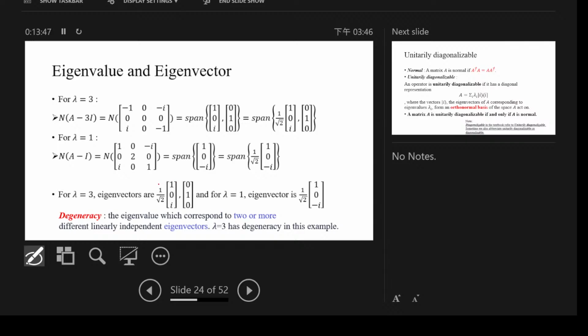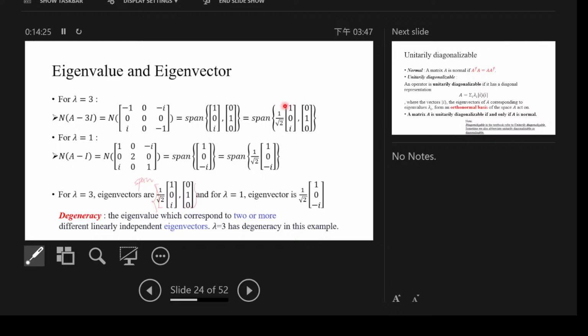Okay, and so now we find all the eigenvectors of this A matrix. And let's do this in reverse order. For lambda equal to 1, the eigenvector is this, if we normalize it, 1 over square root 2 times (1, 0, minus i). But for lambda equal to 3, it's a bit more complicated. Here we list two vectors that are orthogonal to each other: (1, 0, i) and (0, 1, 0).